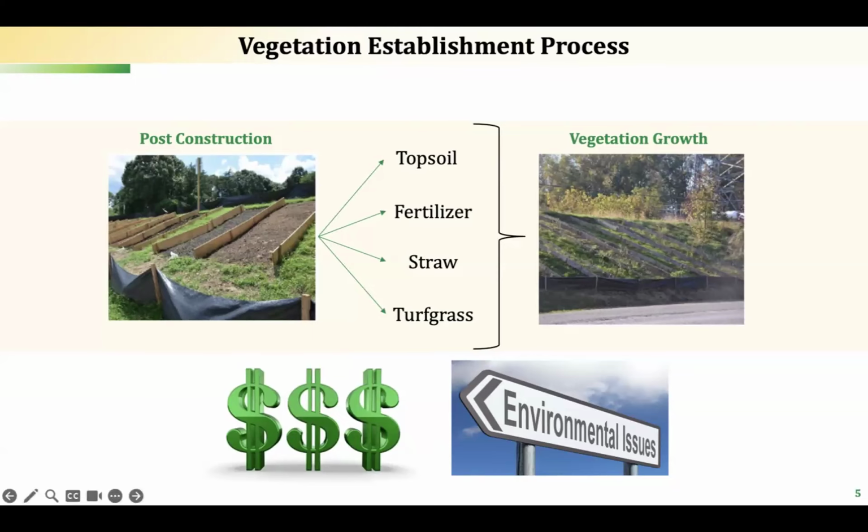So in this project we wanted to come up with methodologies, especially using either compost or proprietary amendments, to see if we can improve vegetation growth and establishment, and come out with optimum mixing ratios to determine cost-effective solutions that provide good vegetation establishment and have minimum environmental impact. Next slide.